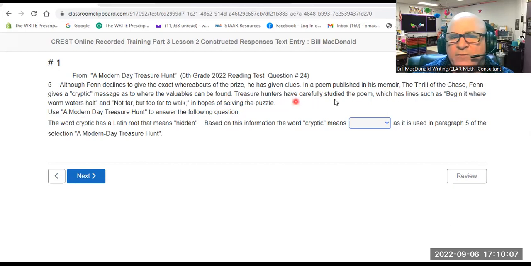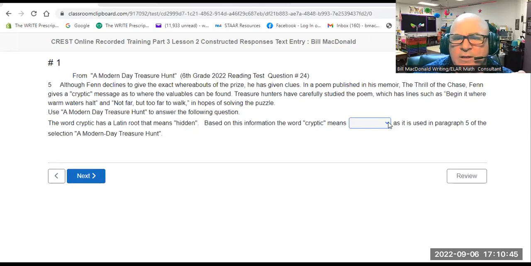Treasure hunters have carefully studied the poem, which has lines such as "Begin it where warm waters halt, and take it in the canyon down, not far but too far to walk," in hopes of solving the puzzle. So a cryptic message, they're trying to solve the puzzle, but because of the clue they gave here, the Latin word hidden is your clue, and so a hidden message. So the message is not right out there where you can see it.